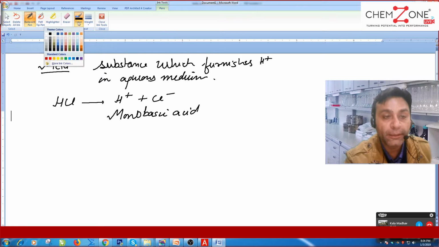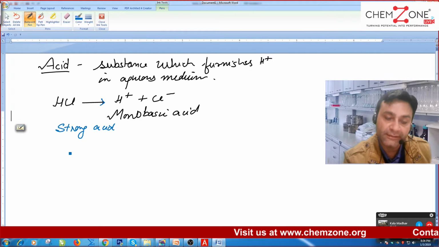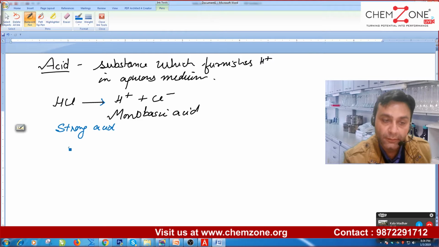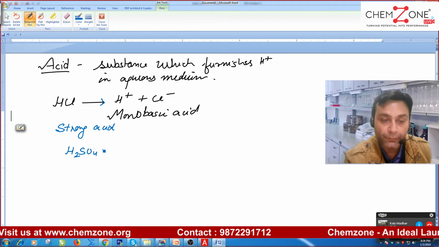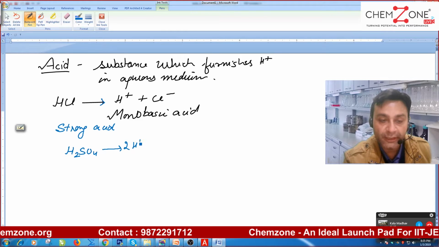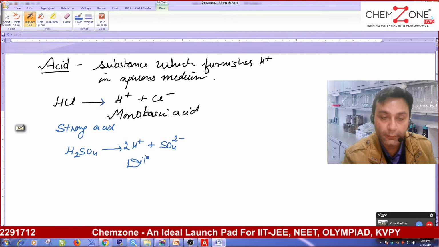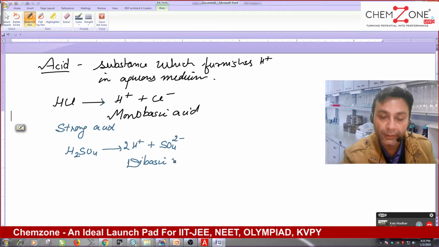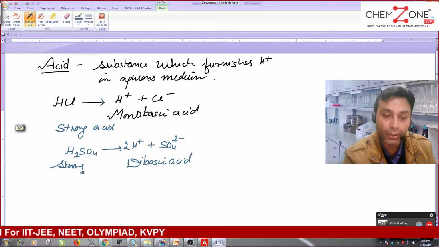And it is undergoing complete dissociation, and that is why we call it a strong acid. So it's a strong acid and it is a monobasic acid, right? And if I say sulfuric acid here, it can give 2 H positive ion and 1 sulfate ion. This is a dibasic acid. And it is also undergoing complete dissociation, so we call it a strong acid.